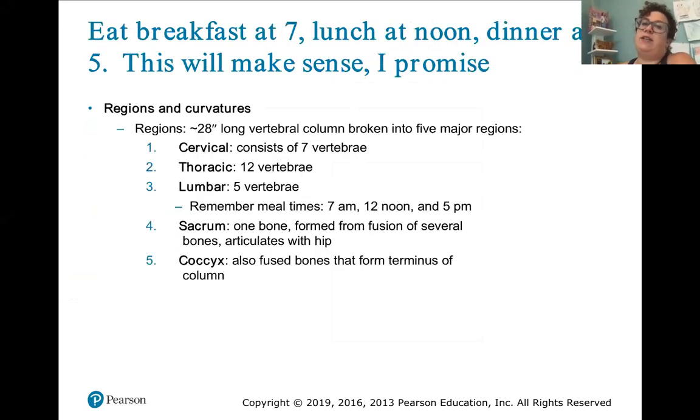Okay, easy mnemonic for this. We eat breakfast at 7, lunch at noon, dinner at 5. And I said, this will make sense, I promise. We're starting at the top of the head. So we think of the top of the morning, 7. We have 7 cervical vertebrae. We have 12, so noon, 12 thoracic vertebrae. And then we have 5, if we're going down our meal pattern, 5 p.m. is a great time for dinner, lumbar. We have 1 sacrum, which is a specialized fusion area of the vertebrae. And then we have the coccyx, which is the tailbone.